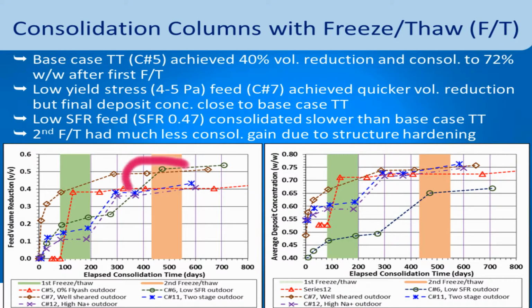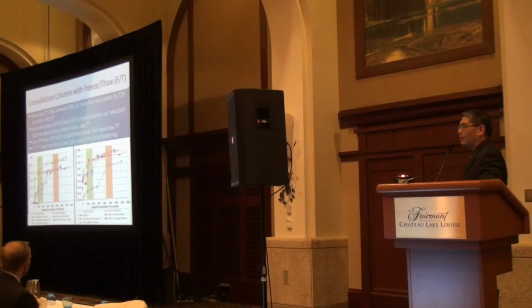The second freeze and thaw had a much less consolidation gain due to the structure hardening. So between that, some of the columns still have the drying, so the structure is very hard. So almost no benefit for the second freeze and thaw. The majority of the gain is right after the first cycle of a freeze and thaw.